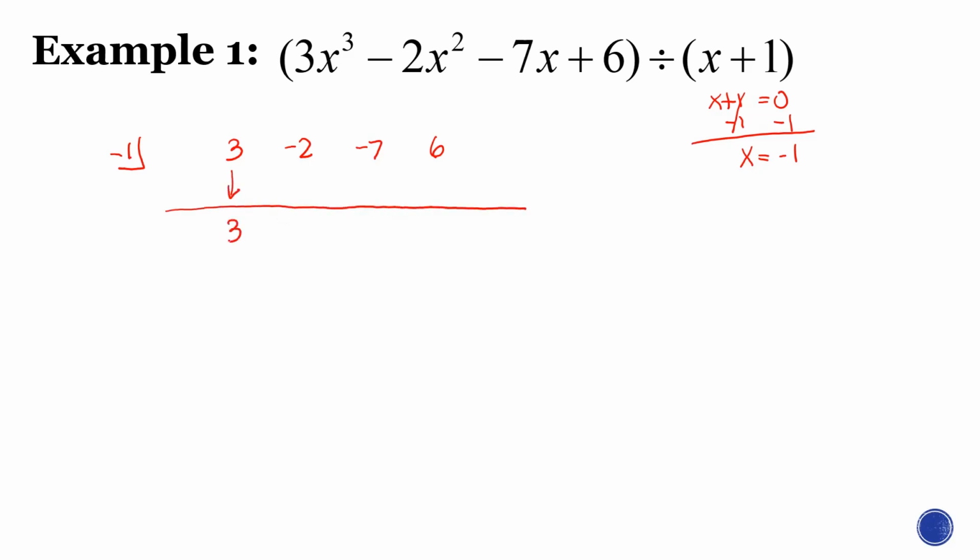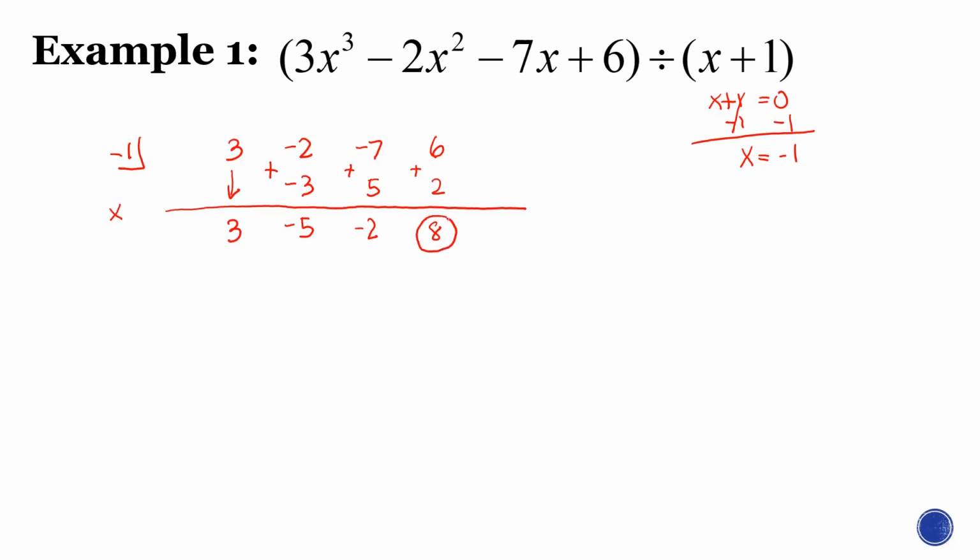So this is 3. And then we will multiply 3 and negative 1. That's negative 3. And then add is negative 5. And then multiply again negative 5 to negative 1. That's positive 5. And then add negative 2. Negative 2 times negative 1 is equal to positive 2. And then add, that will be 8.